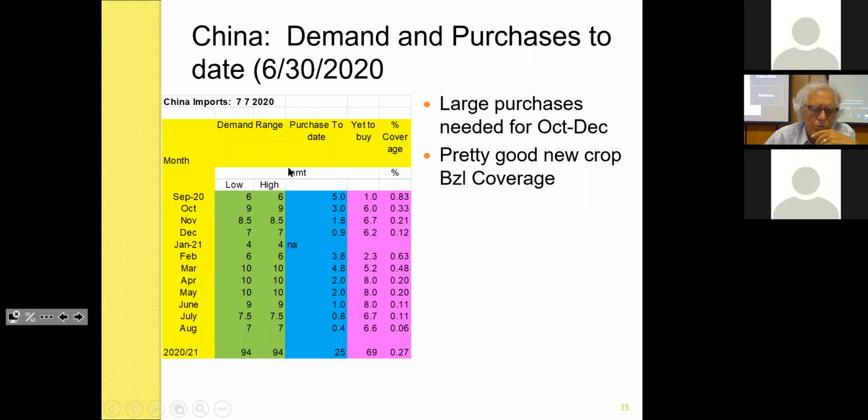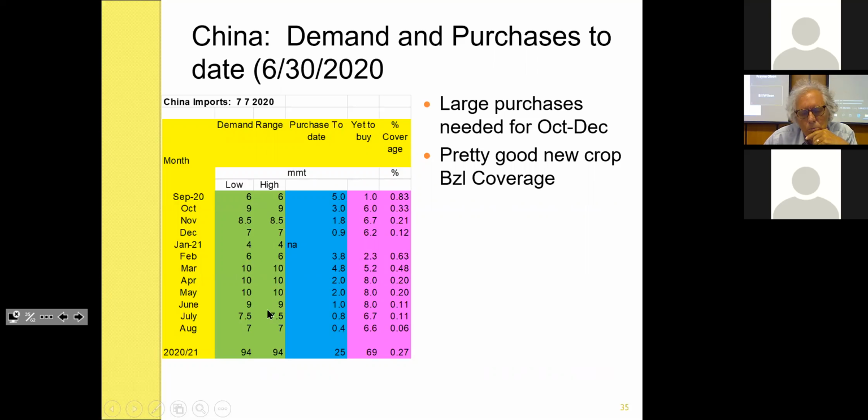But this is pretty instructive for us. On the left-hand side, it shows their monthly demands. So their annual demand next year is expected at 94 million tons. And you can see most of their demand is in this period of time, February into June.